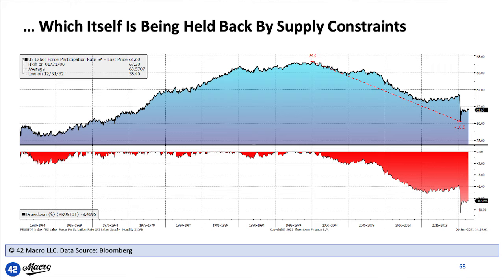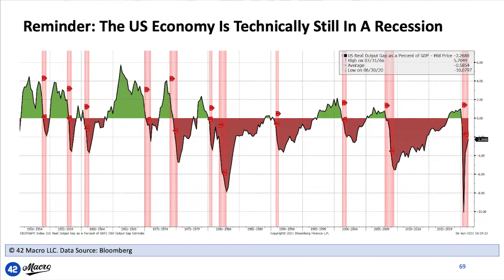So again, the reason I think Jay Powell has been so reluctant to tighten policy is they're going back to the mistakes that they made in 2010 and 2011. I highlighted that on slide 62. But moving ahead at slide 69, let me just take a break here. I've been ranting for a while now. The U.S. economy is still in recession.